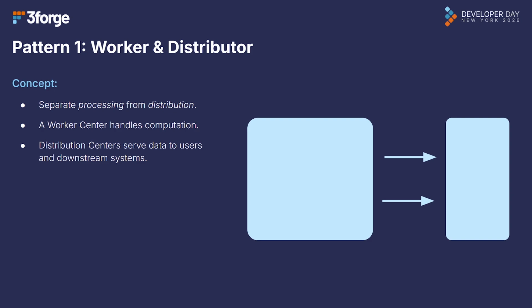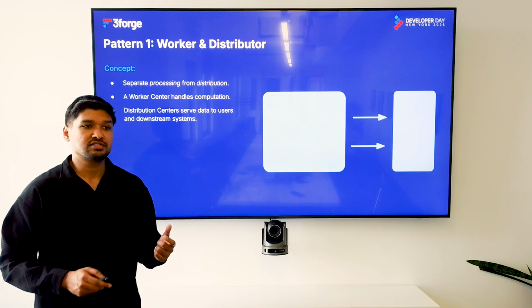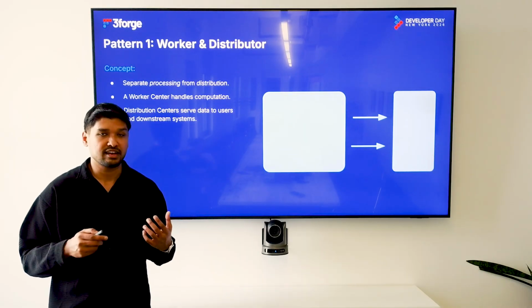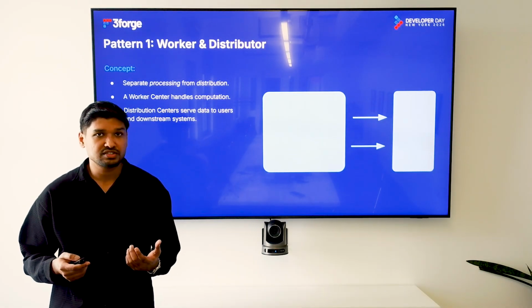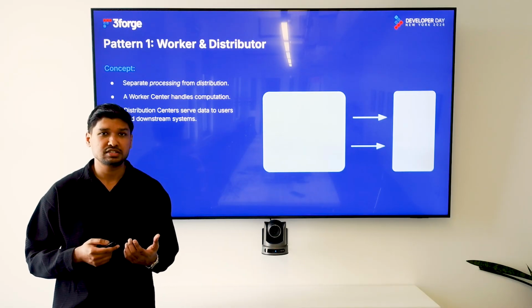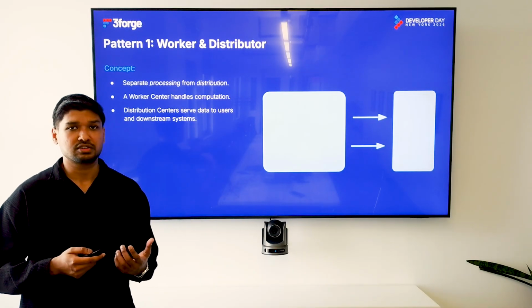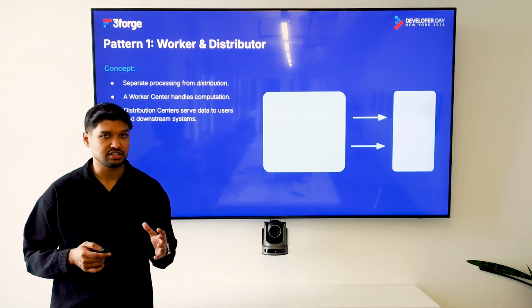So let's first start with a pattern called worker and distributor. The idea here is simple. You basically separate the processing from distribution. So you have one center that's responsible for doing a lot of heavy computations. It can ingest data from different sources. Then it's going to do some data enrichment, aggregation, joins, filters, etc. So that's your worker center.